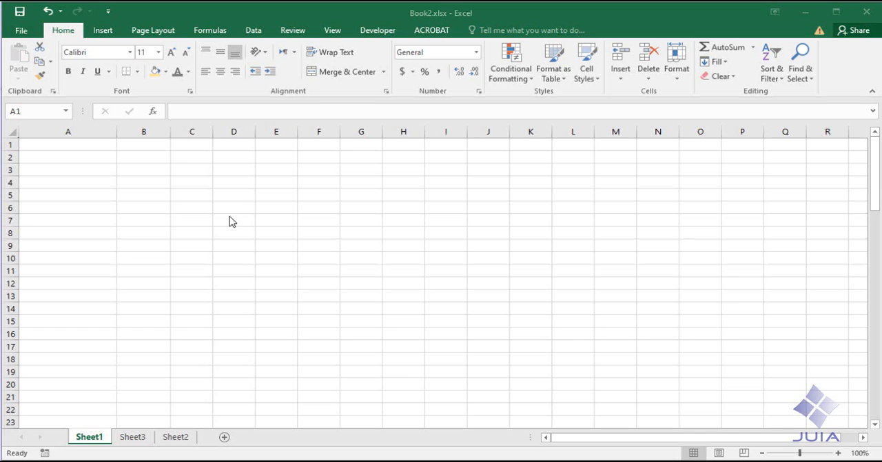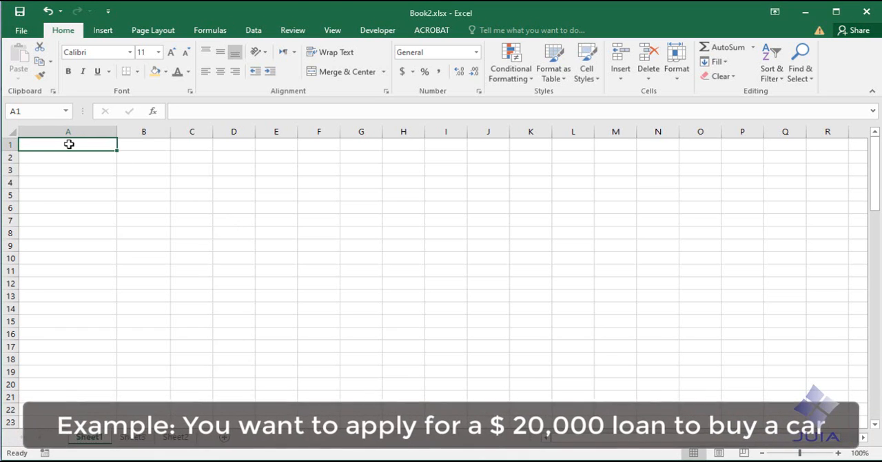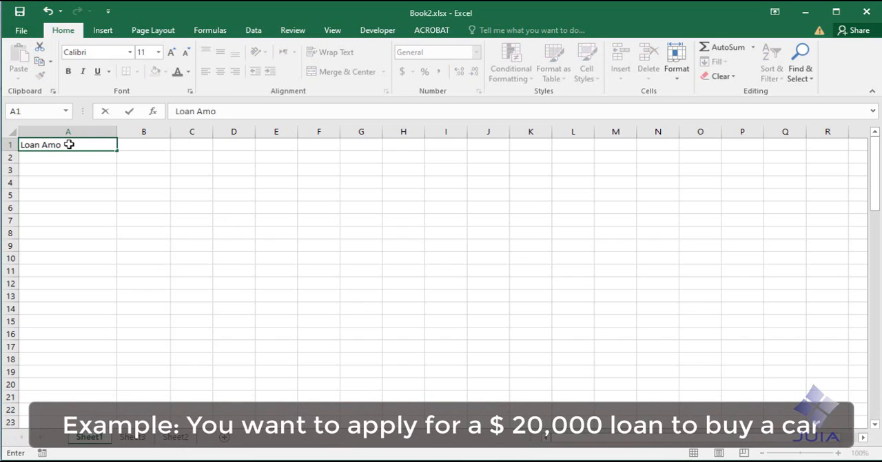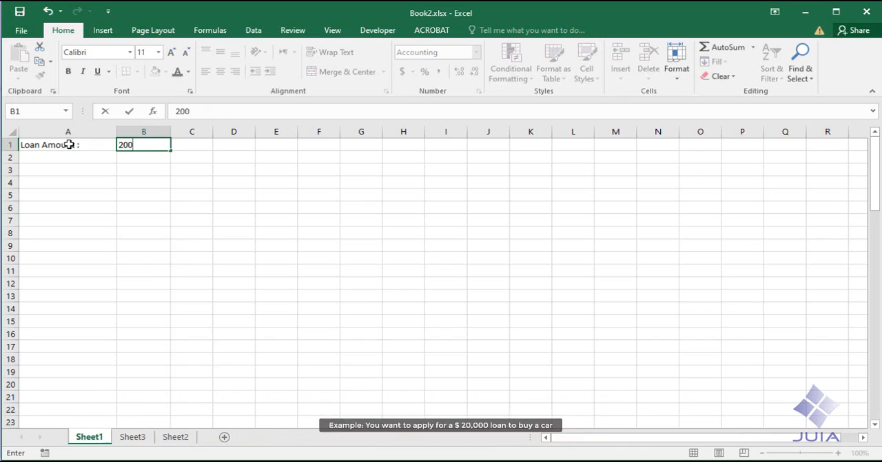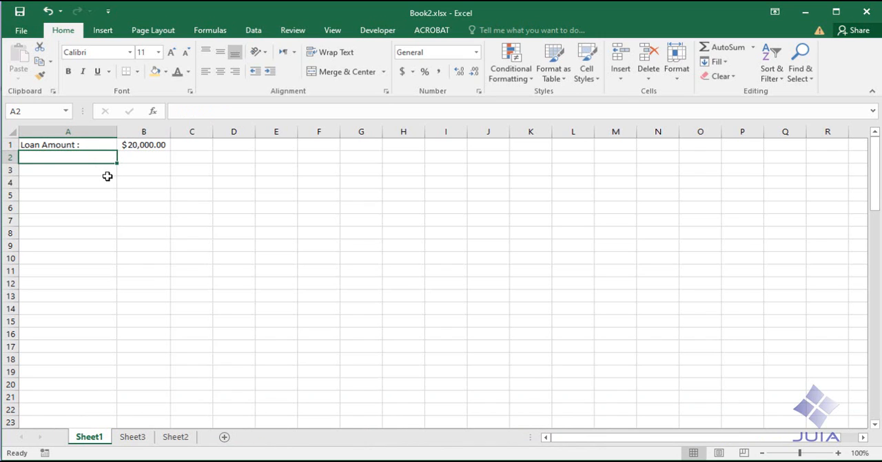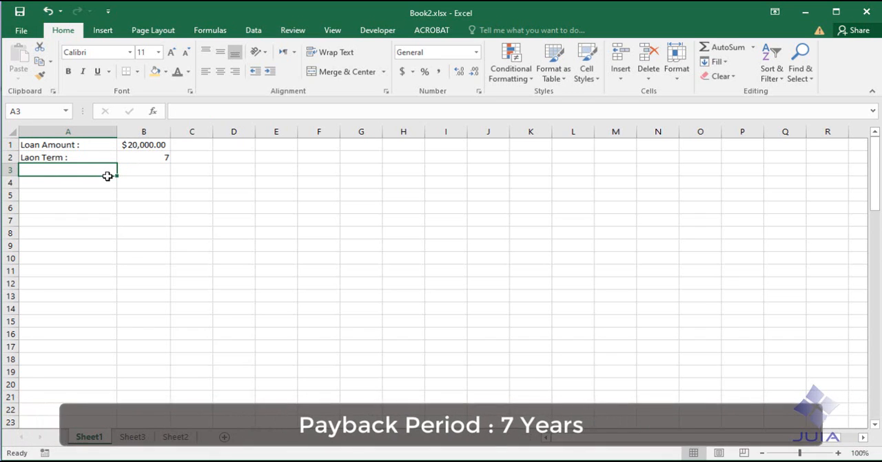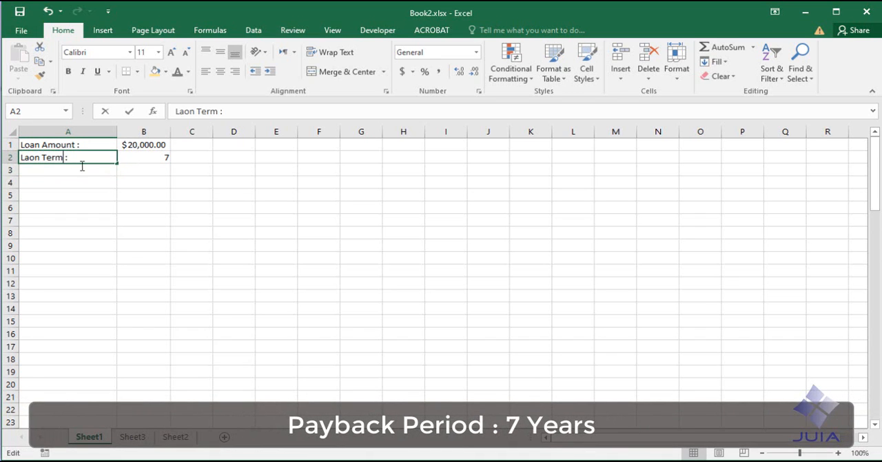Assume you're going to apply for a 20,000 loan to buy a car. So your loan amount is going to be 20,000. The loan term means the duration, the period you're going to pay back that loan. It's going to be in years.